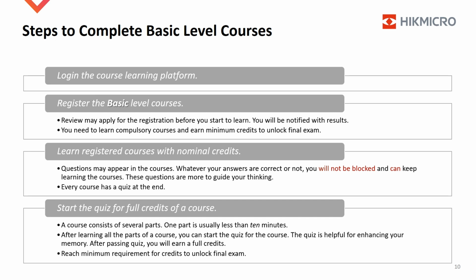A course consists of several parts. One part is usually less than 10 minutes. After learning all the parts of a course, you can start the quiz. The quiz is helpful for enhancing your memory. After passing the quiz, you will earn full credits of it. As mentioned above, every course has a quiz at the end. After reaching the minimum requirement for credits, the final exam is unlocked.